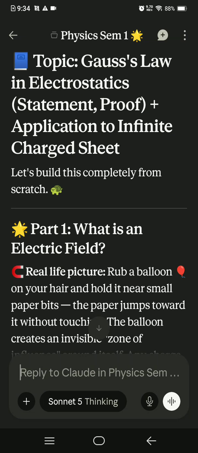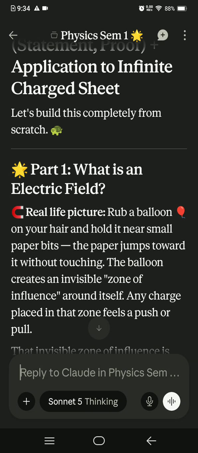Let's start today's topic: Gauss law in electrostatics, statement, proof and application to infinite charged sheet. Let's build this completely from scratch. Part 1 is what is an electric field.